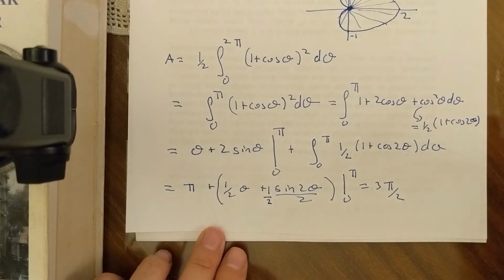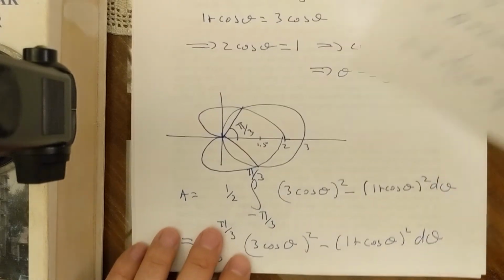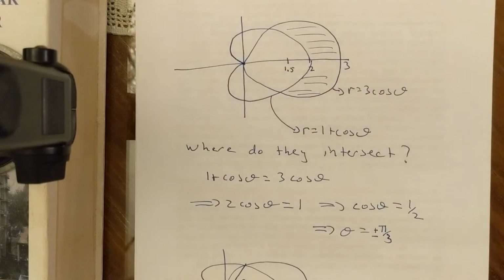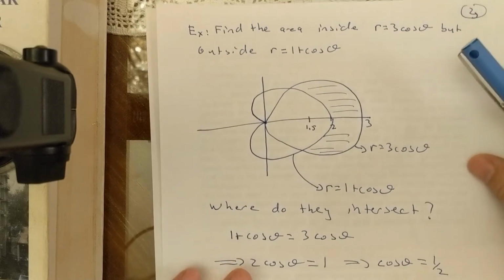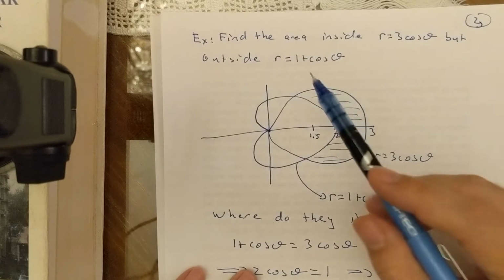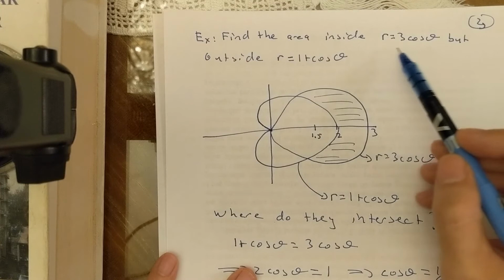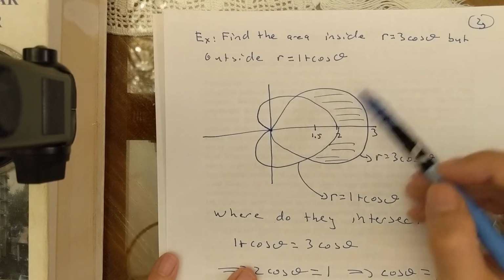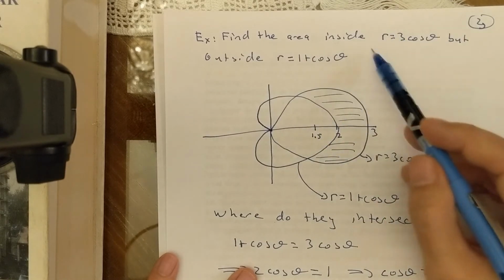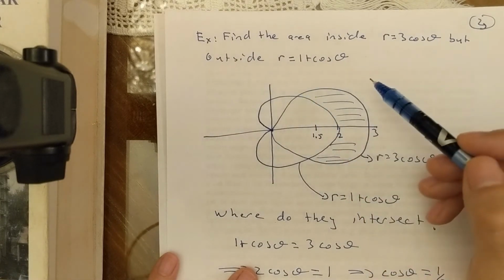Okay. So this would be a standard calculation. Let's do something more difficult. Let's do an intersection problem. So the way we're going to set this problem up is, I'd like to find the area inside, remember, this is going to be a circle, r equals 3 cosine theta. It's going to be on the x-axis. The center is going to be at 1.5 right over here. I want the region inside this circle, but outside this cardioid, 1 plus cosine theta.